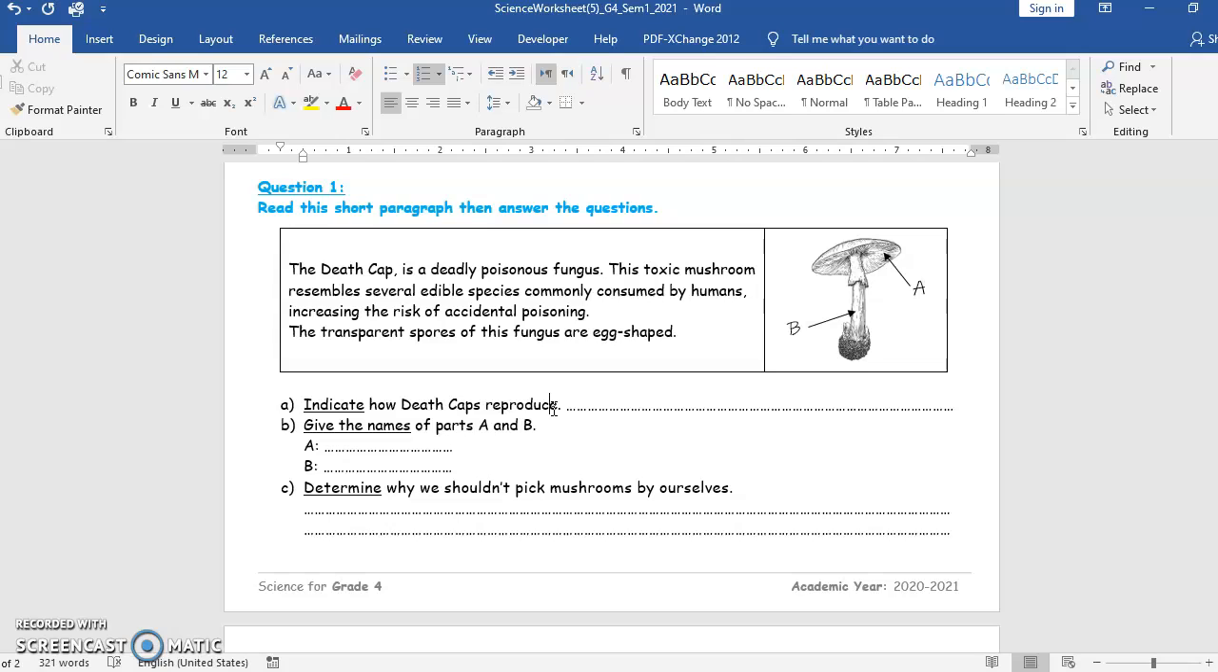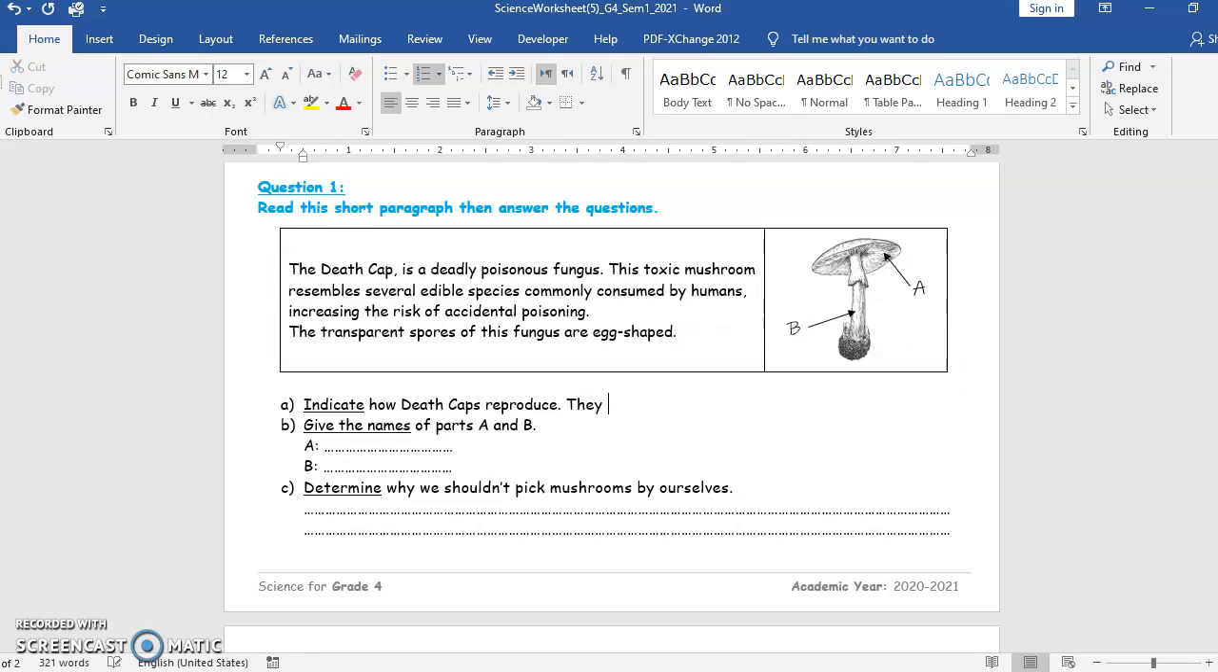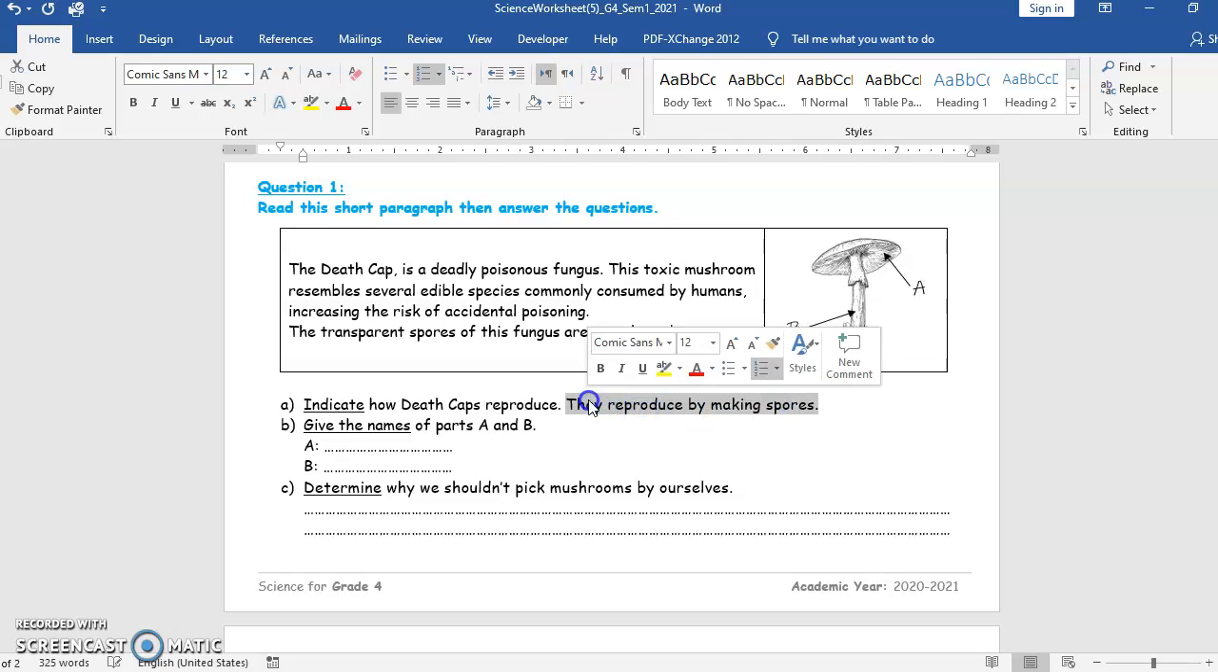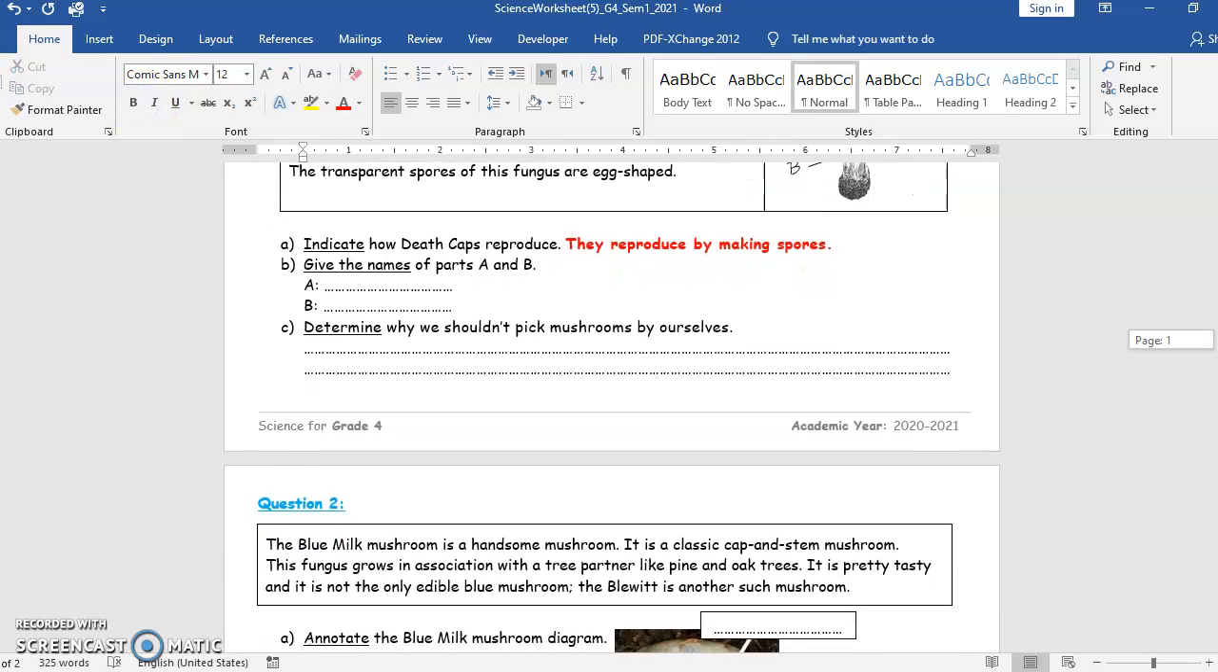Okay, so the death cap is a mushroom. How do fungi reproduce? How do mushrooms reproduce? They reproduce by making or producing spores. Spores are tiny organisms that help some plants reproduce, or that help some organisms reproduce.